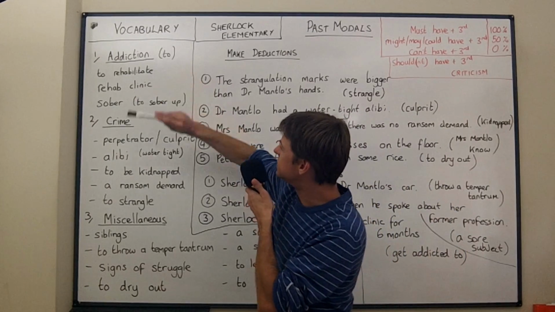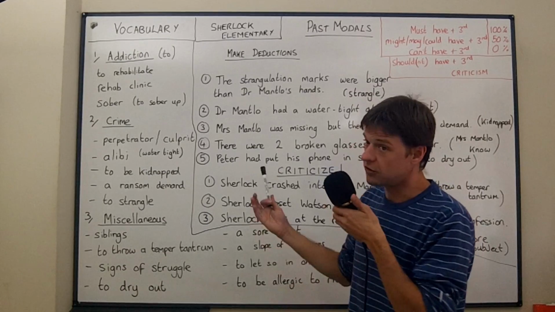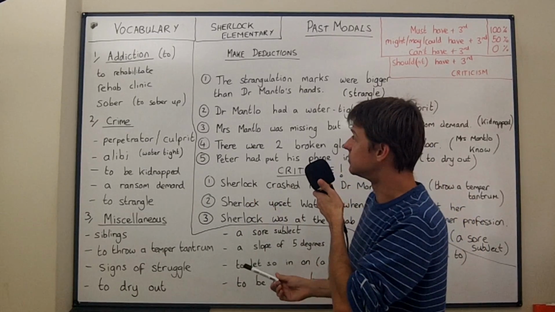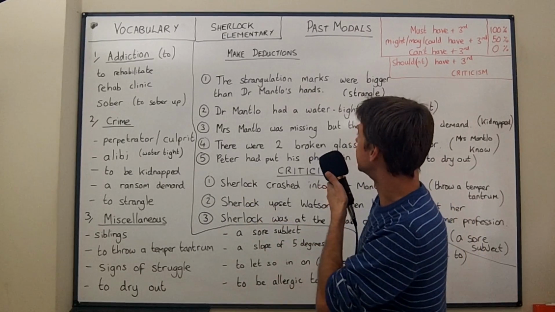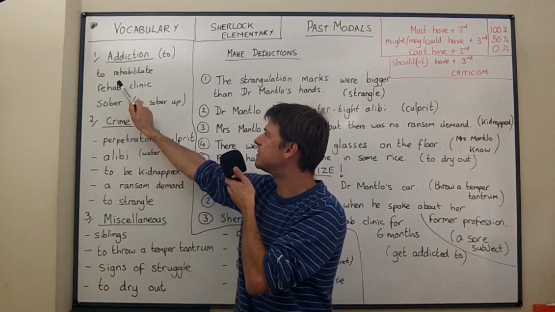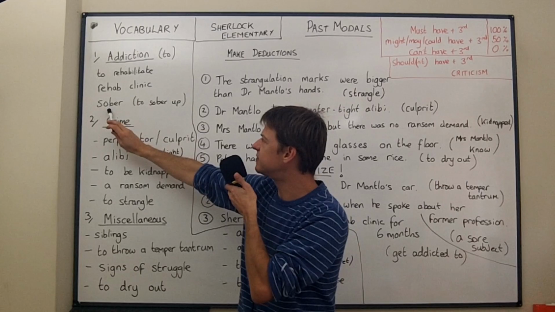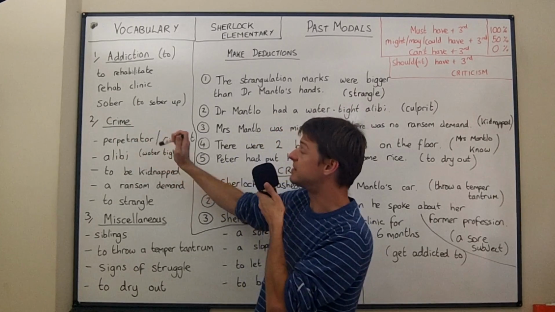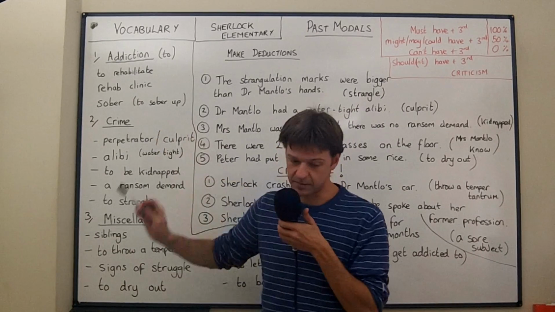You can be addicted to substances, to things which are unhealthy, and Sherlock is of course addicted to drugs, or was addicted to drugs at the beginning of this series, and so he came from a rehab clinic, which is a rehabilitation clinic. He went there to get sober. Watson is now his sober companion. And if you want to use this as a verb, you can say to sober up.